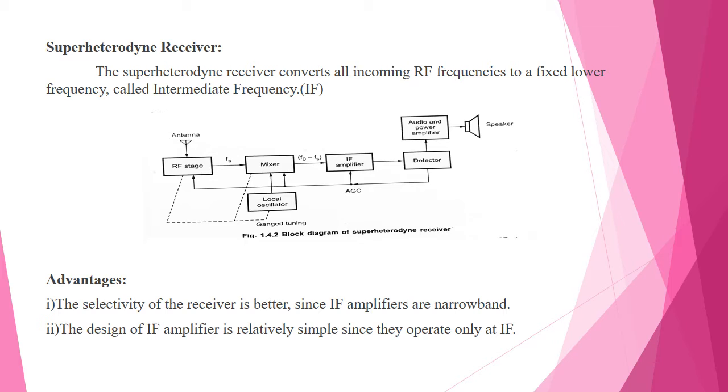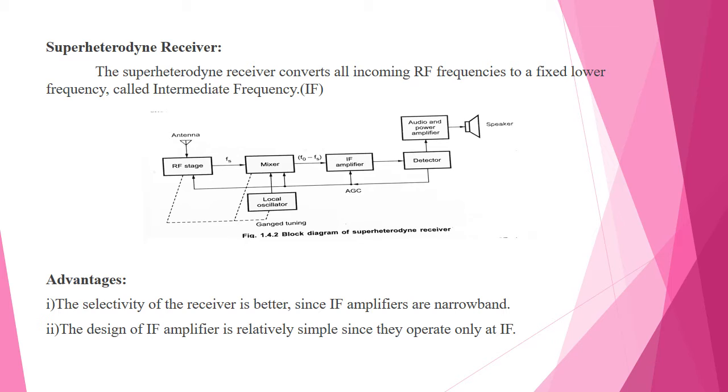This is called the automatic gain control or AGC. This AGC will maintain a constant output voltage level over a wide range of RF input signal levels. The detector will obtain the modulating signal from the modulated IF. The output of the detector is amplified and given to the speaker.